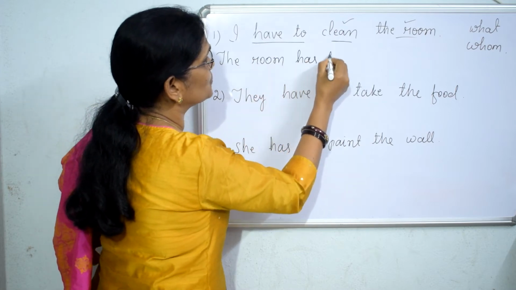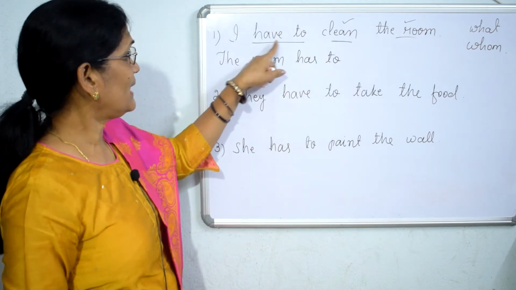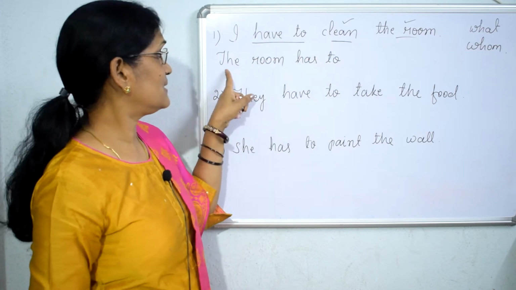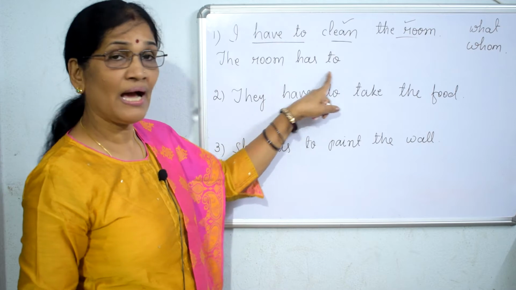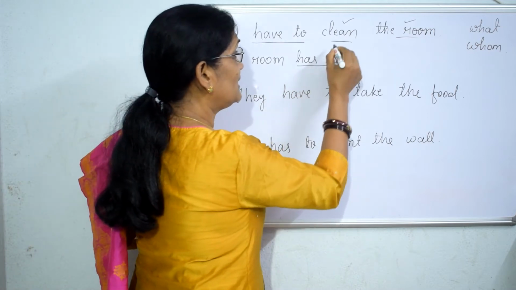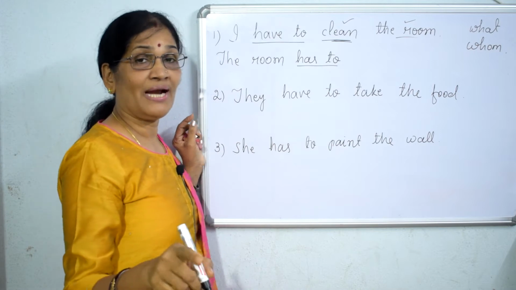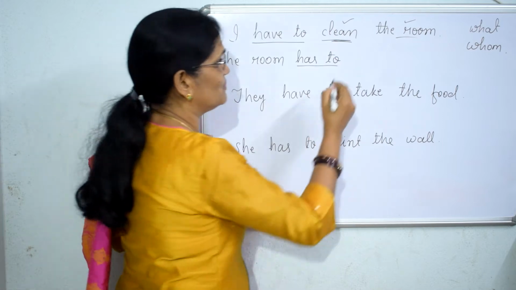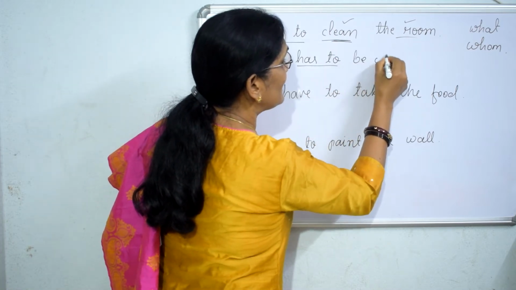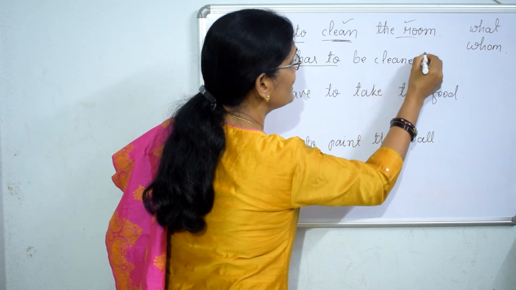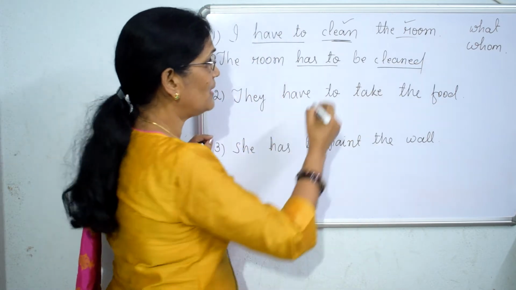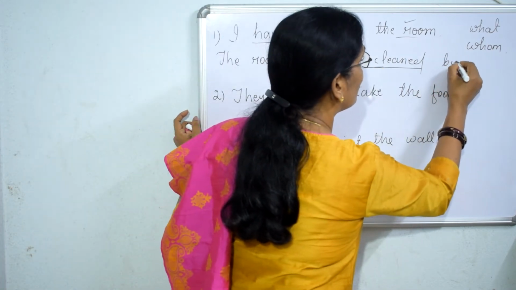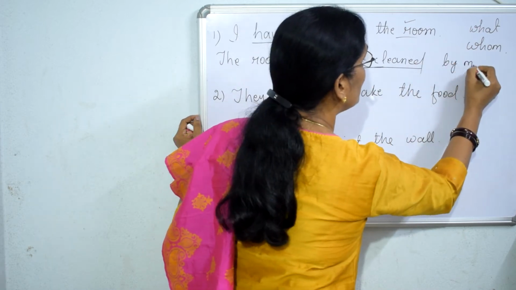has to. Here it is have to because of I, but the room is the subject, so it will be has to. Then the given verb will be in the past participle and a be verb will be added as be. So it is be cleaned. It became the past participle and the be verb was added. Be cleaned by me.